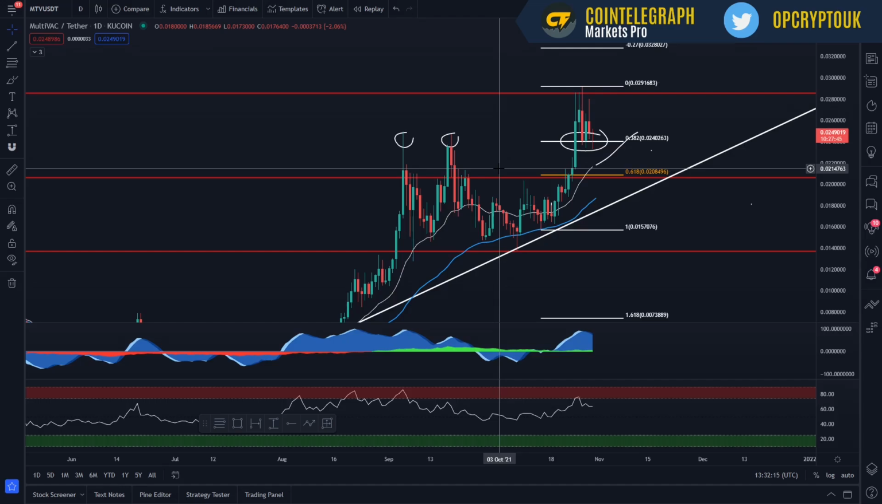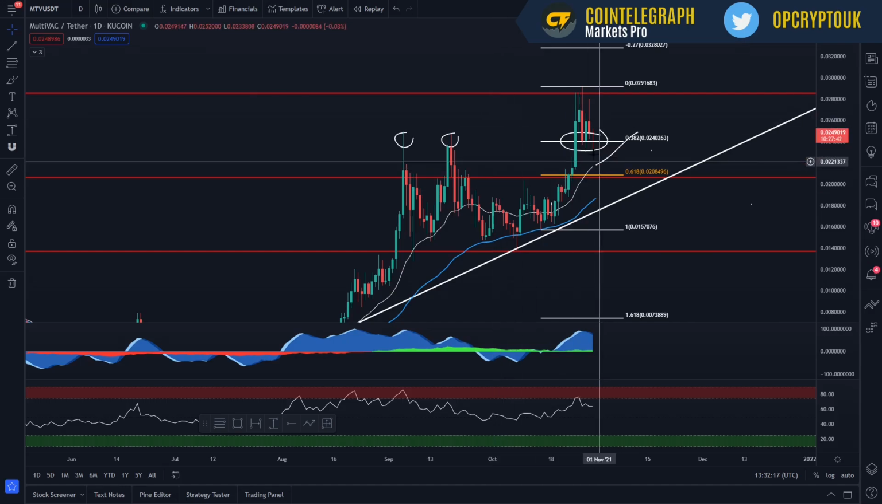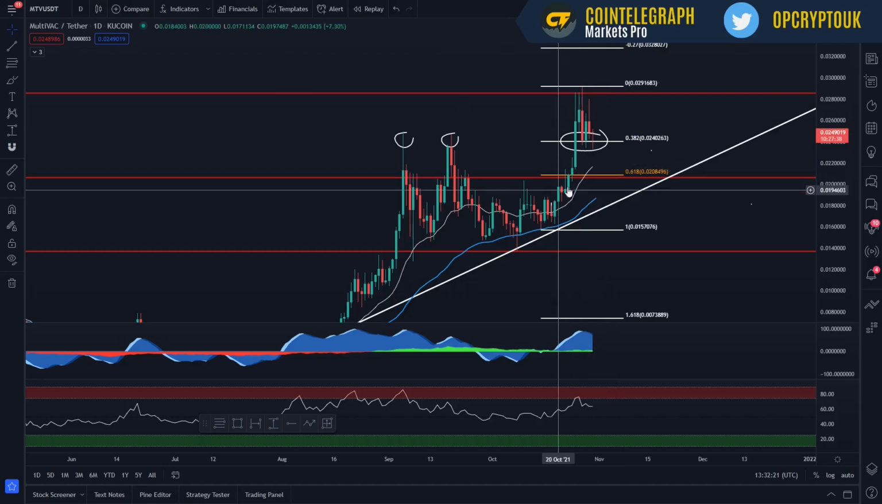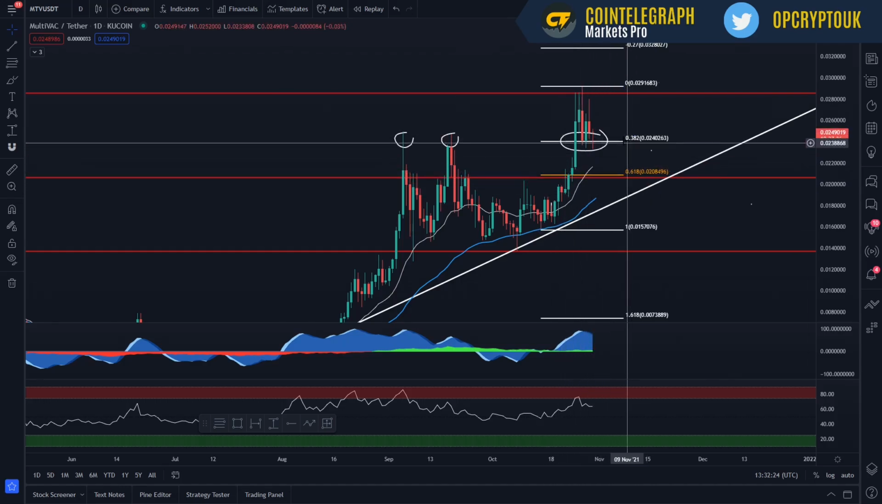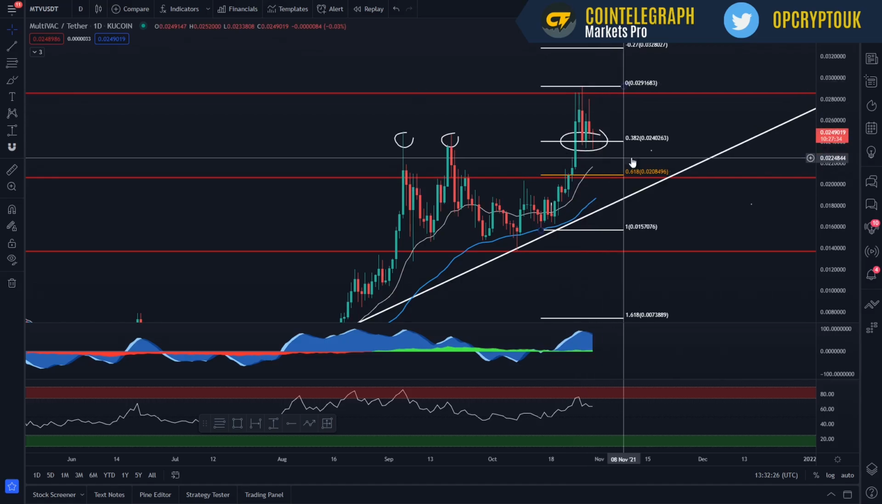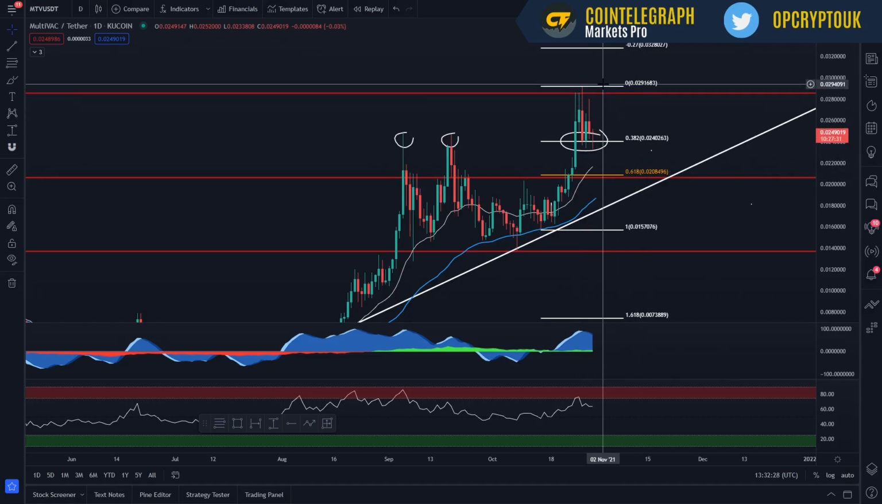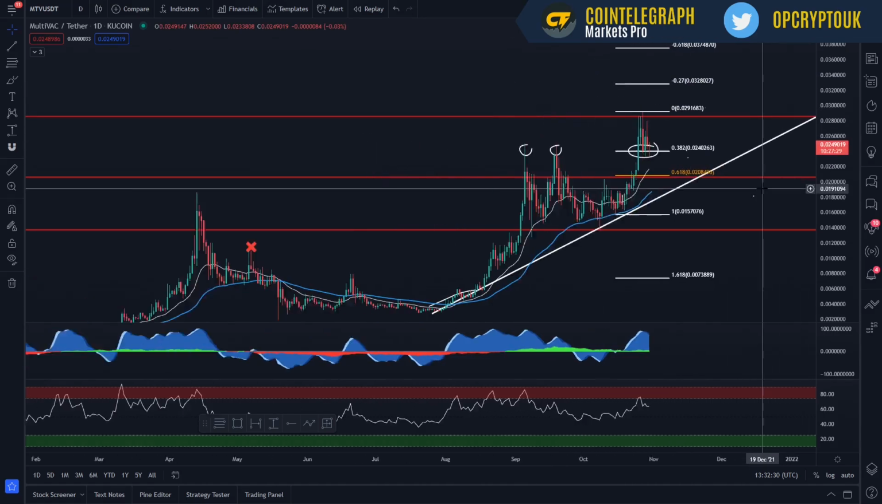The capabilities in terms of scalability is pretty much second to none, and the TPS is pretty much outstanding. So all in all, a great project and some great levels here for you to buy before this does start turning around and pushing on and creating some new all-time highs, which is not far away. We're in a massive uptrend.